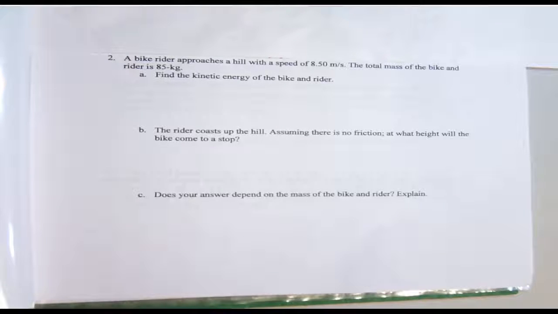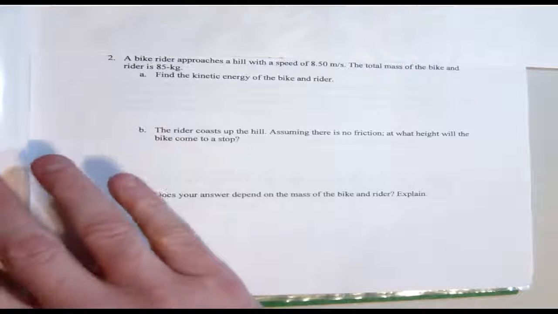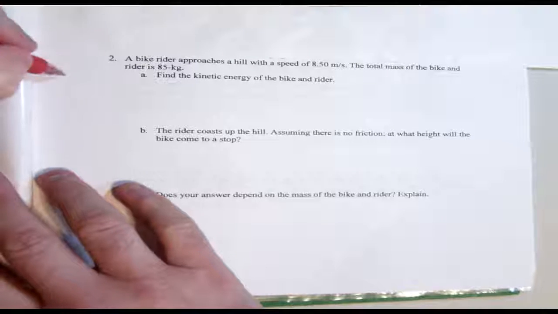Okay, we're going to do 2A, B, and C. So, a bike rider approaches a hill with a speed of 8.5 meters per second. The total mass of the bike and the rider is 85 kilograms. Okay, so as always, what I want to do is put the information they give us off to the left. So the first thing they give us is velocity.